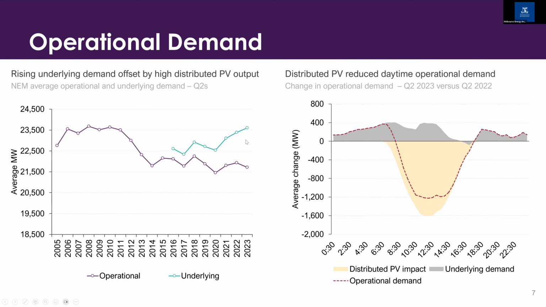So it's actually a slight increase there in underlying demand. That's the grey area. If you take the average of that, it averages around 200 megawatts increase. It's not in the noise, it's a definite clear signal, but it's still a fairly low increase.